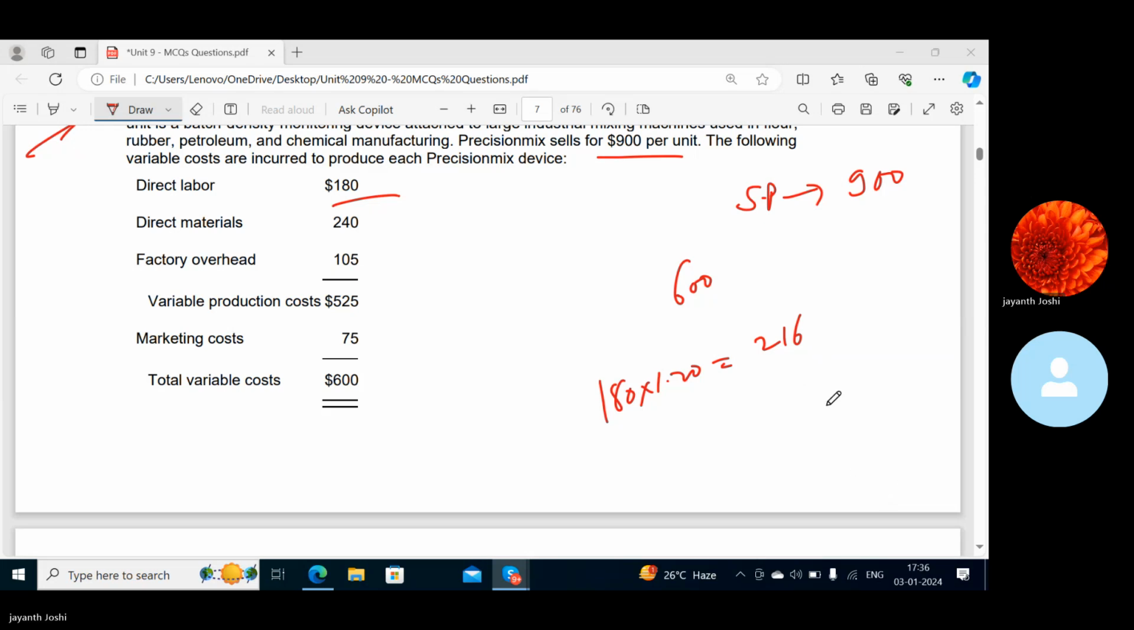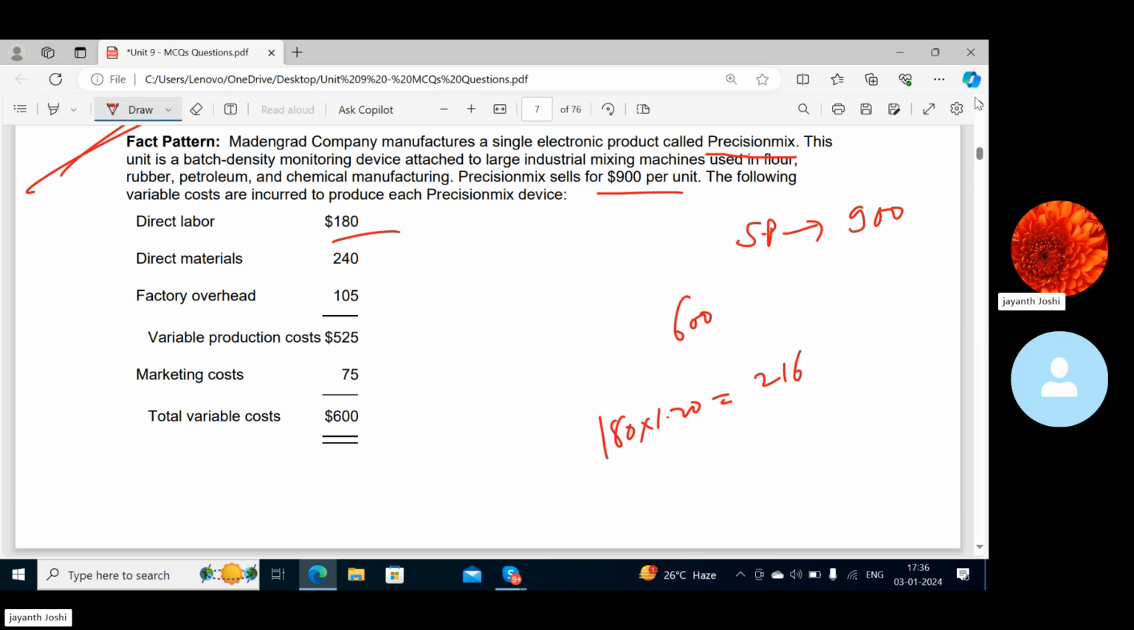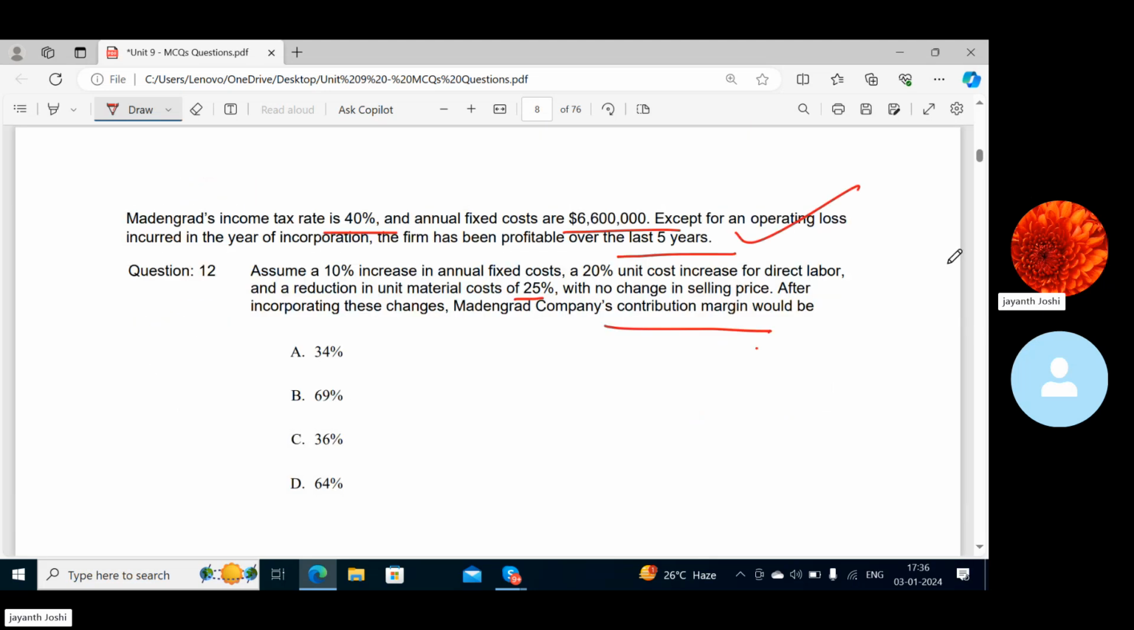20%. Because they are asking, assume after incorporating these changes, what the contribution margin would be. So we have to see before and after, right? 36 rupees. Yeah. So we will do all these changes. This is the new direct labor. And what is that other thing which has increased?